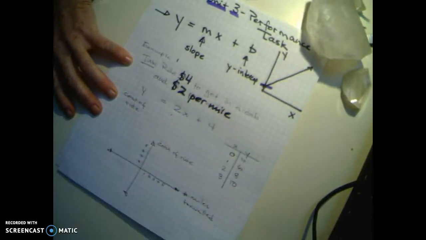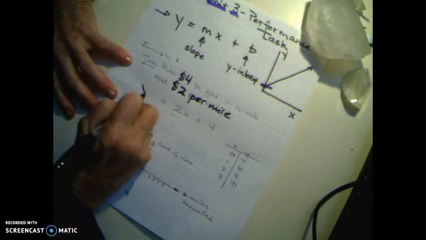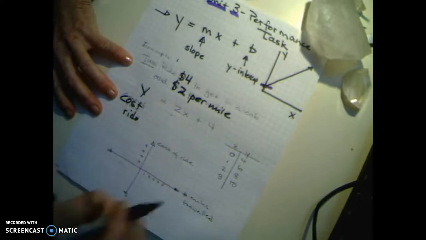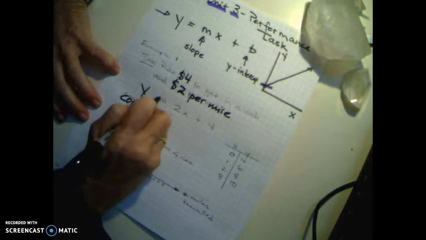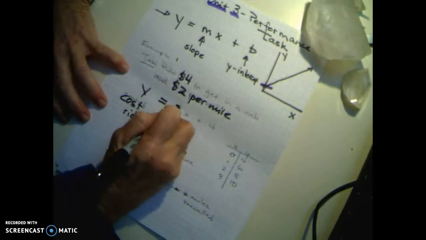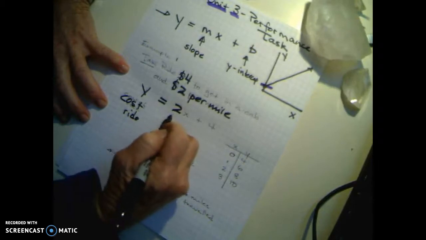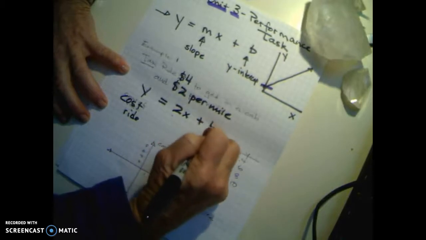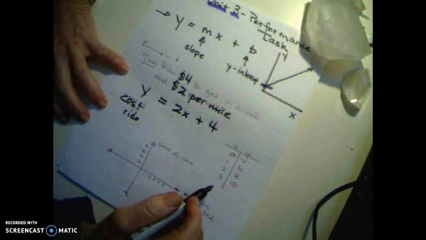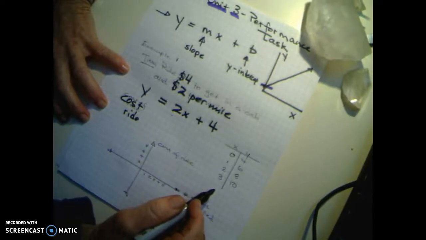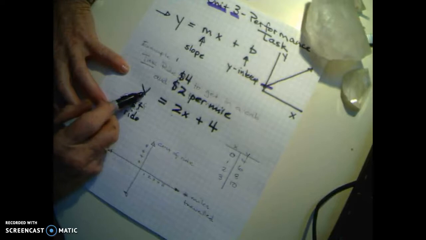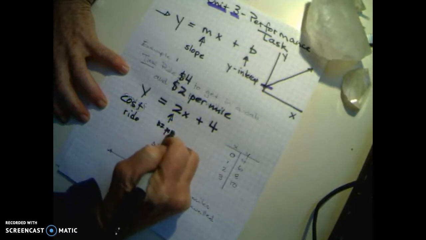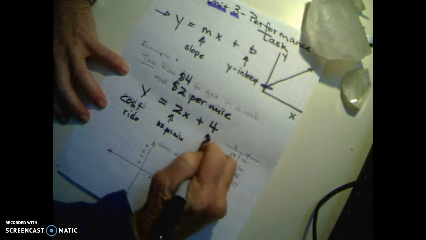So if you're asked to put that into an equation to determine the y, or the cost of your ride, this is what my equation would look like. Y, the cost of my ride, is equal to 2, which is the slope, or the amount that I pay per mile, x, plus the $4 that I paid just to sit my bottom down in the cab, whether or not I go anywhere. So reviewing, y equals 2x, the $2 per mile, plus the $4, which is my fixed cost.